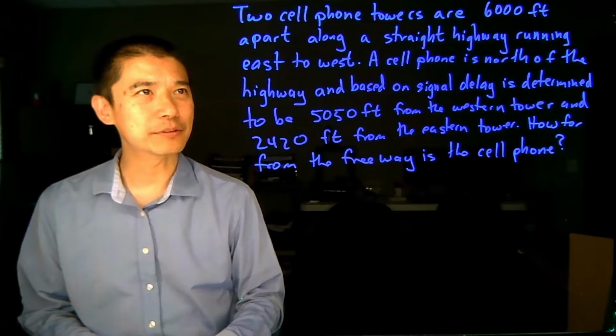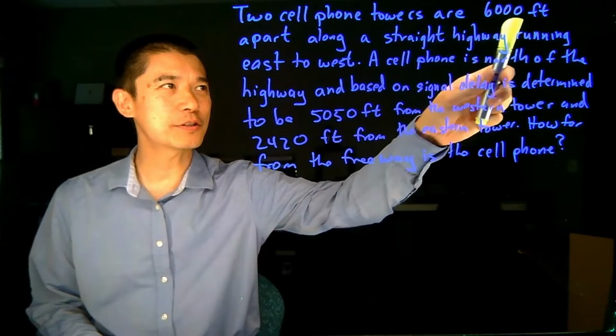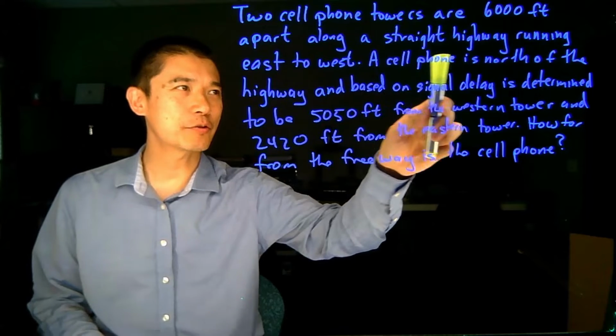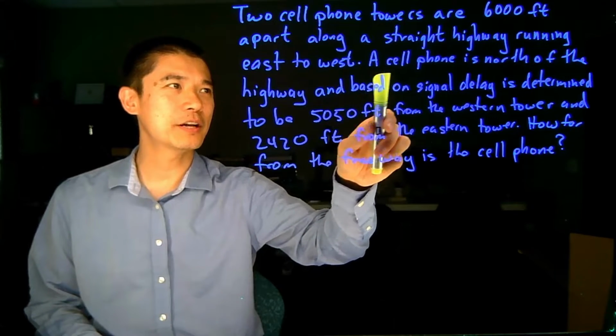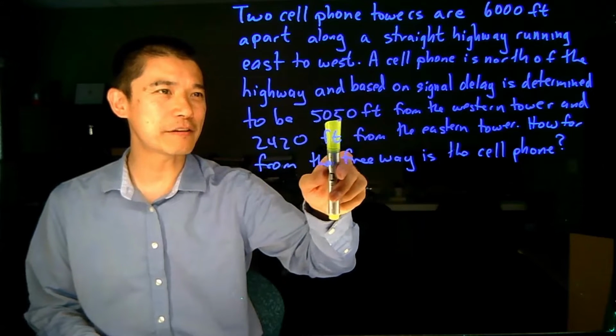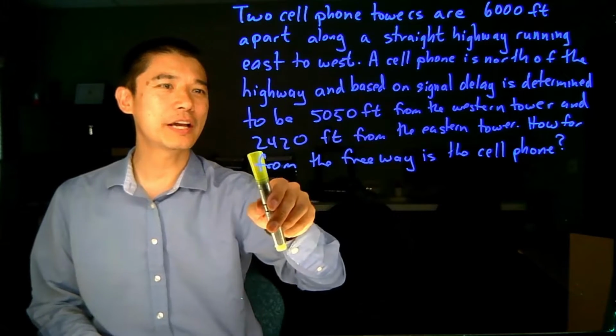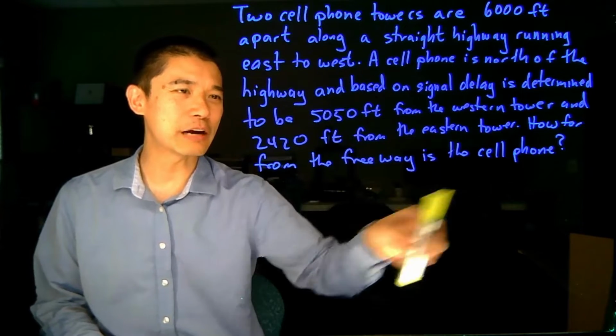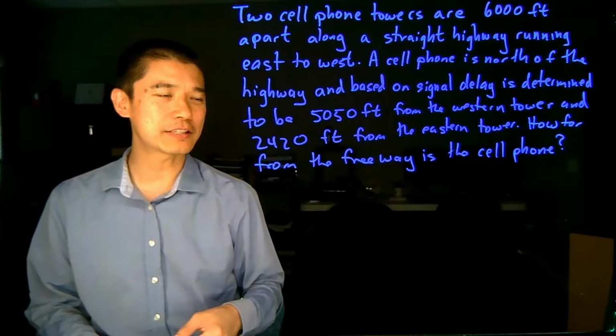Here's another example. Two cell phone towers are 6,000 feet apart along a straight highway running east to west. A cell phone is north of the highway and based on signal delay is determined to be 5,050 feet from the western tower and 2,420 feet from the eastern tower. How far from the freeway is the cell phone?